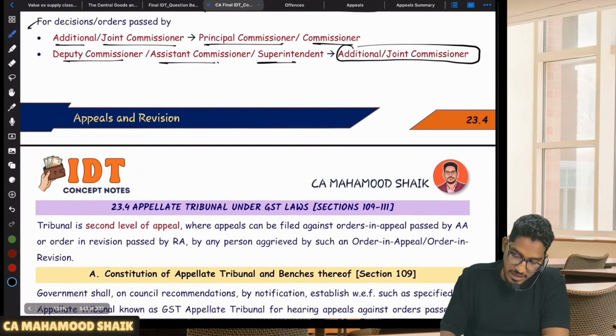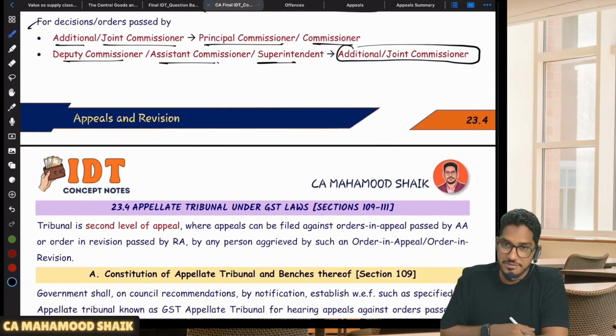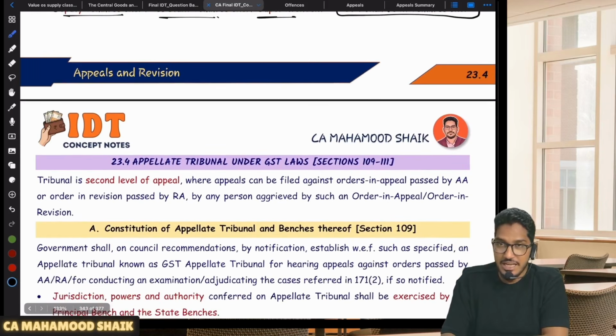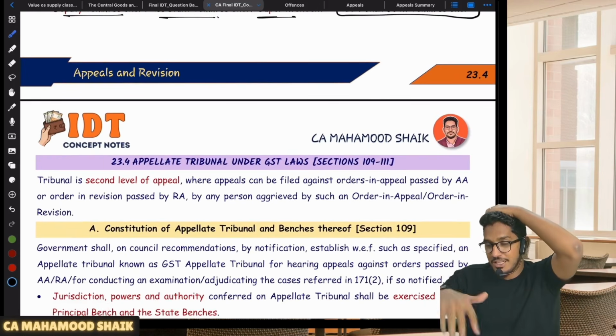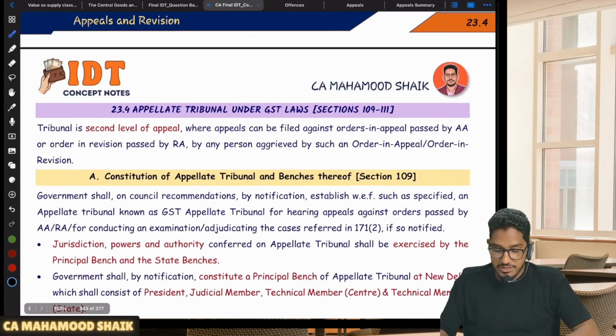If I don't give you all this background discussion, this chapter on offenses also you will think is difficult. I have put a lot of effort to make it simple for you. This I have taken to another level. To make this simple, first I have to give you the whole flow: who is the authority, the revisional process, then the appeal process. So much effort has gone into it.